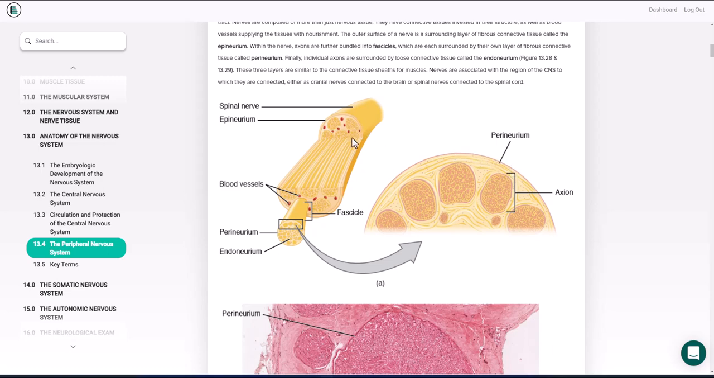So let's zoom out and just kind of get a picture of this. So here is the whole nerve. The whole nerve is surrounded by the epineurium.